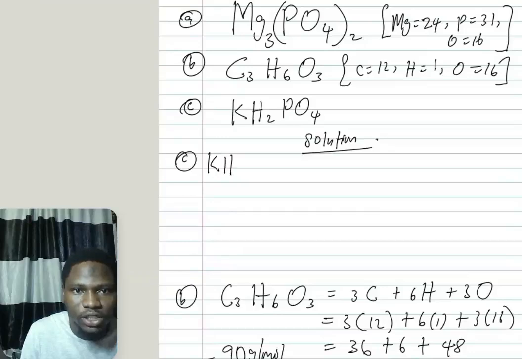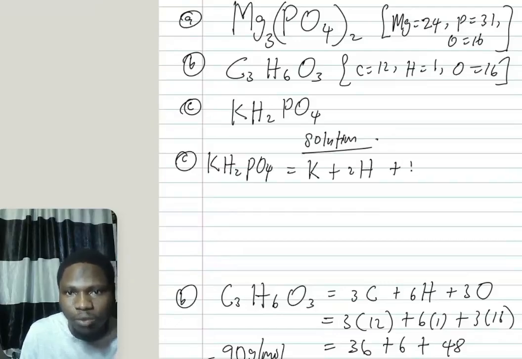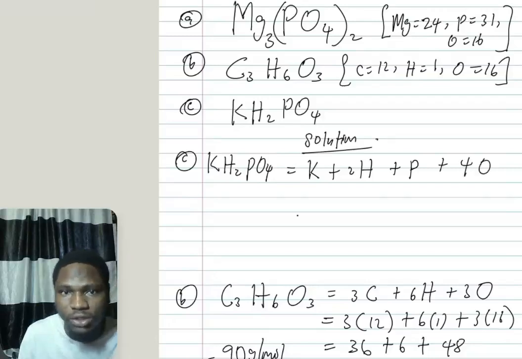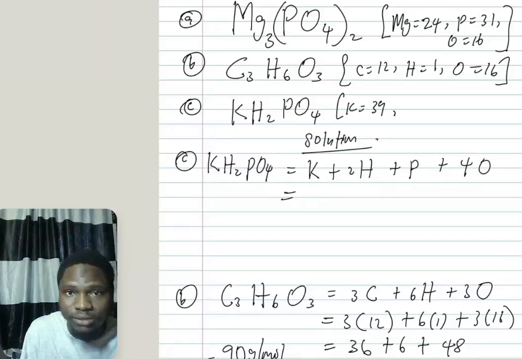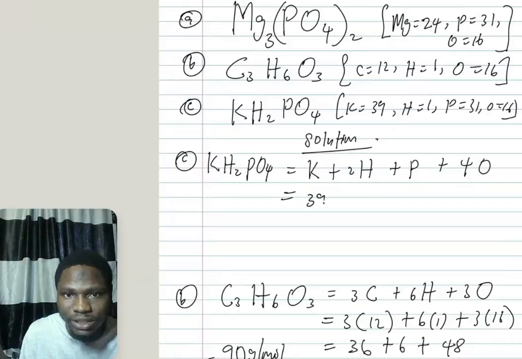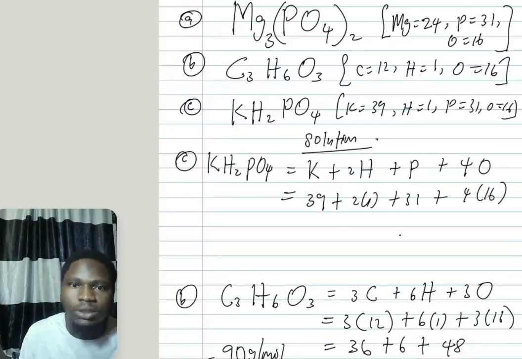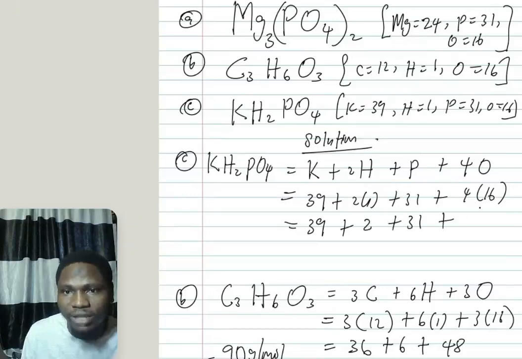I have KH2PO4. If you observe this, I have just 1 potassium, 2 hydrogen, 1 phosphorus, and 4 oxygen. Do you see that? Good. Breaking it down this way is the most suitable way for you to do it. It's beginner friendly. Potassium here is 39, hydrogen is 1, phosphorus is 31, and oxygen is 16. So this will give me 39, 2 times 1, 31, plus 4 times 16, which is 64.